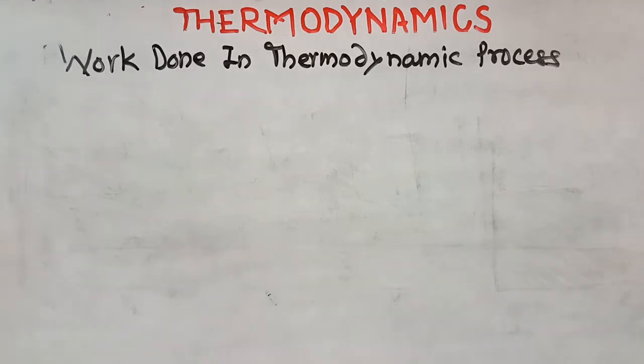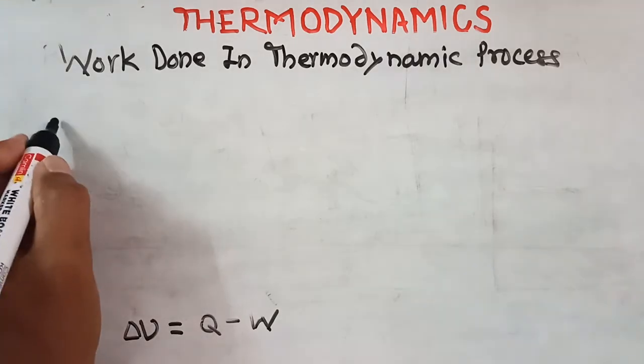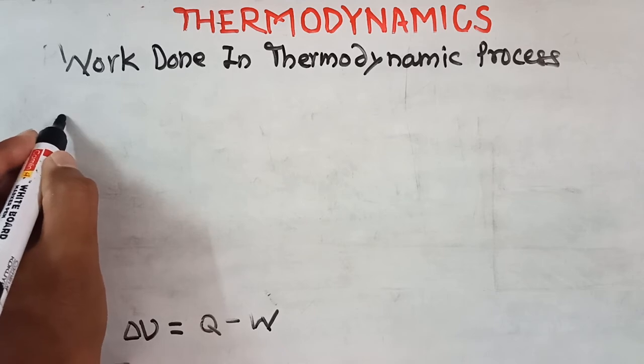And now let us apply this thermodynamic process to the first law of thermodynamics. What is the first law of thermodynamics? The change in internal energy is the difference between the heat supplied to the system and the work done by the system. This is the change in internal energy, this Q is the heat supplied to the system, and W is the work done.